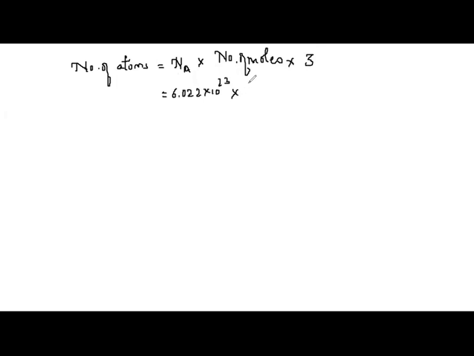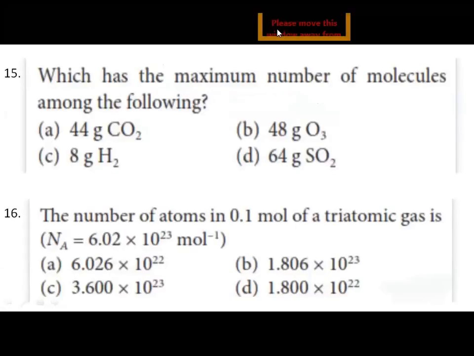How many moles they have said? 0.1, into a triatomic molecule, 3. Solve it out. You will get 6.022 into 0.1 into 3, so you will get the answer around 1.806 into 10 raised to 23 number of atoms. So the correct option is 1.806 into 10 raised to 23. It is option B.